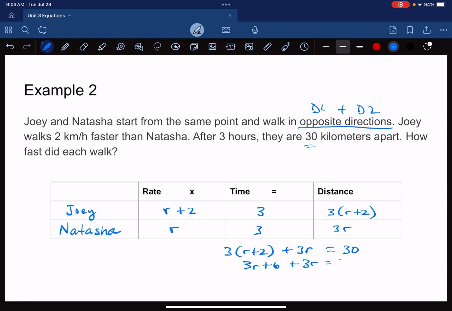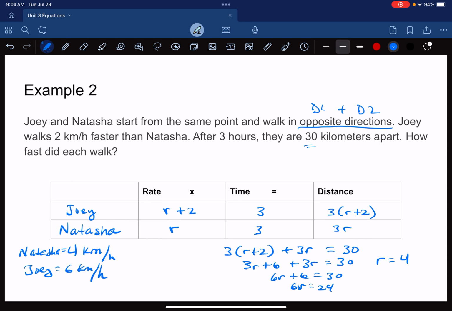If I distribute, 3r plus 6 plus 3r makes 6r plus 6 equals 30. Subtract 6, and I get 24. Divide by 6, and I get 4. So how fast did each walk? Natasha walked 4 kilometers per hour. That's Natasha. Then Joey, he walked 6 kilometers per hour. Okay?